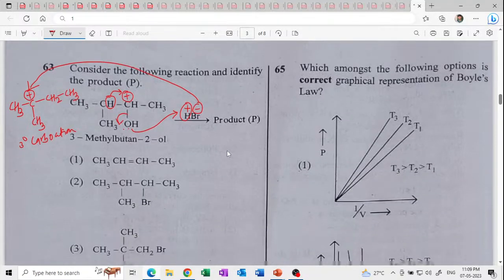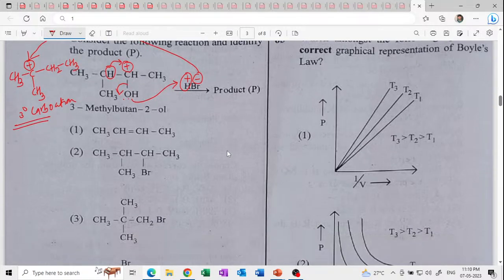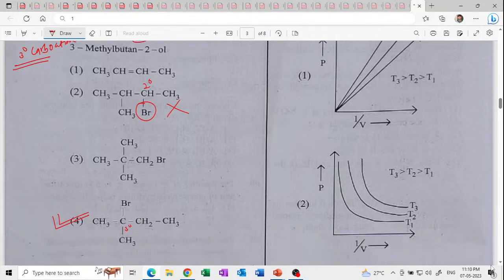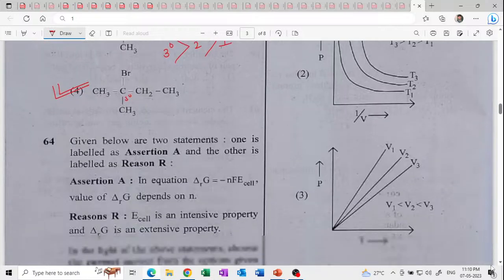Understood? So there is a formation of tertiary carbocation. Because of the stability of the tertiary carbocation, there is a formation of the tertiary product, not directly the secondary. So this is wrong, because this is secondary, and this is tertiary. The stability order of carbocation is tertiary, then secondary, and then primary.